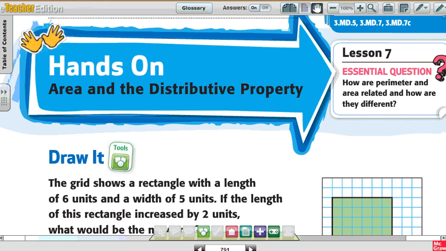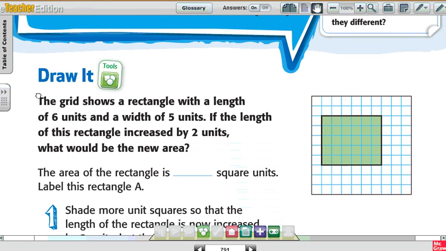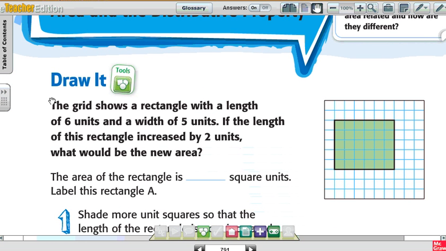All right, it's chapter 13, lesson 7. It says area and the distributive property. It says draw it. The grid shows a rectangle with a length of 6 units and a width of 5 units. 6 units and 5 units.